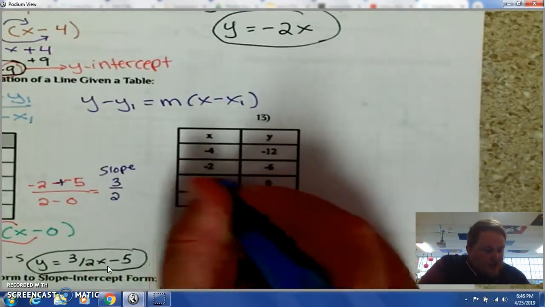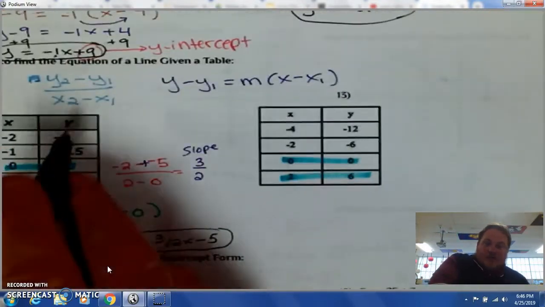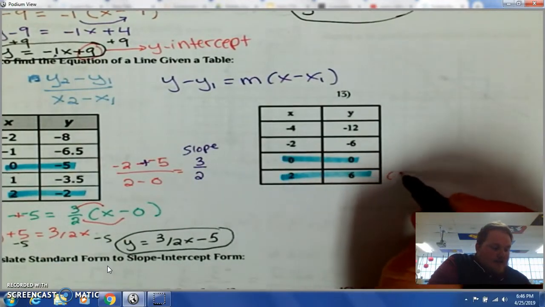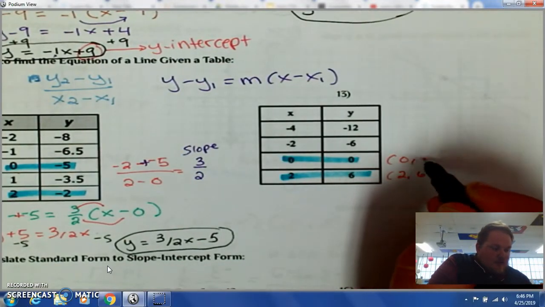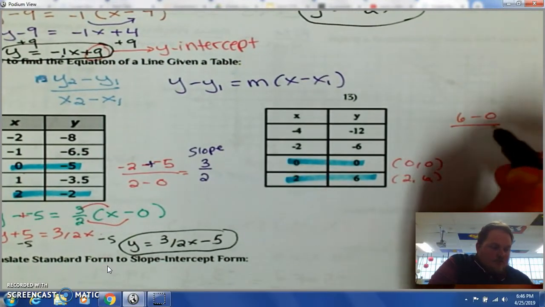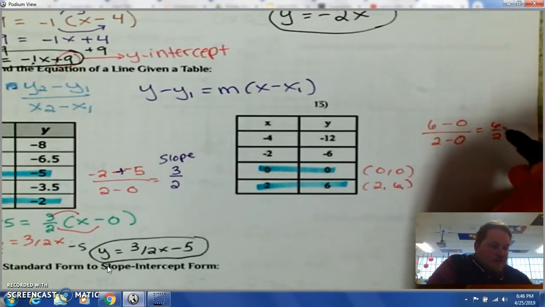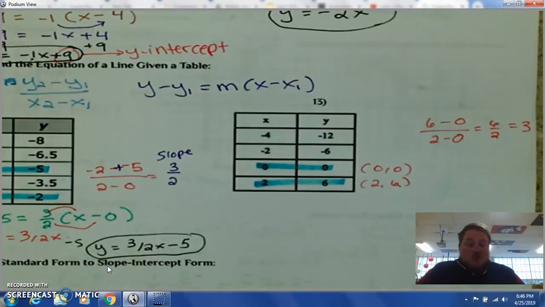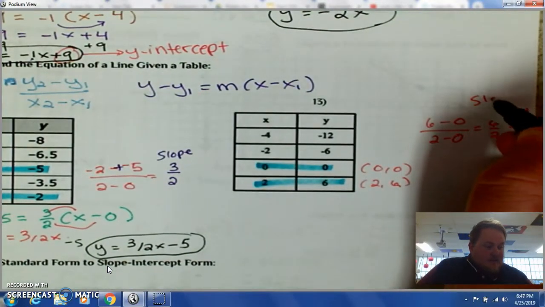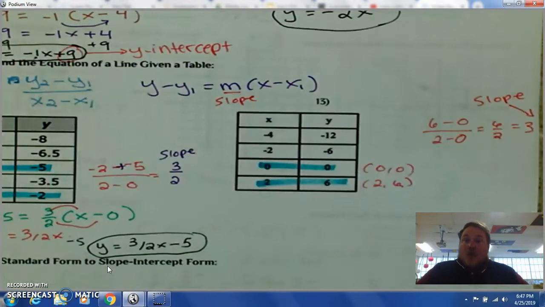I'm going to pick 0, 0 and 2, 6. So let me use this formula over here. This is 2, 6, and that's 0, 0. So I'm going to say 6 minus 0 divided by 2 minus 0 is 6 over 2, which ends up being 3. So my slope is 3. And again, remember that's your slope. Now I'm going to take a point. I'm going to use 0, 0 because that's an easy point. I love 0, 0 as a point.